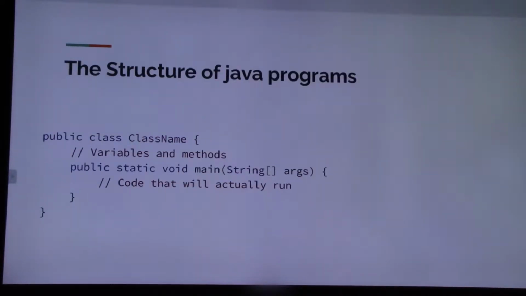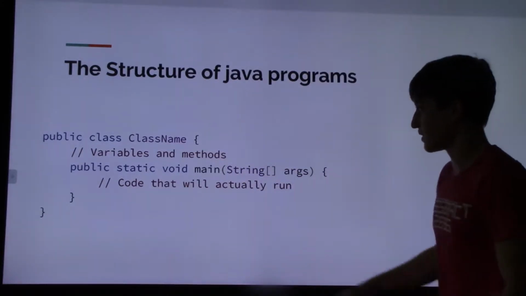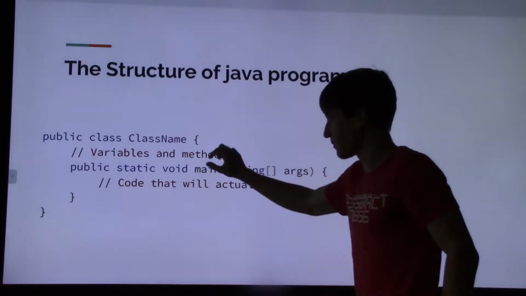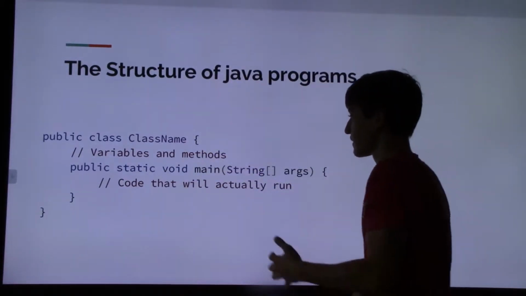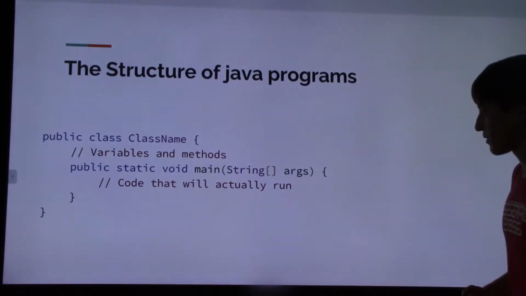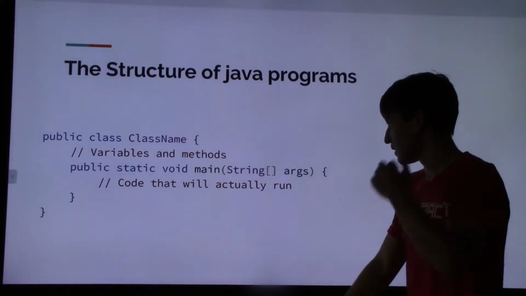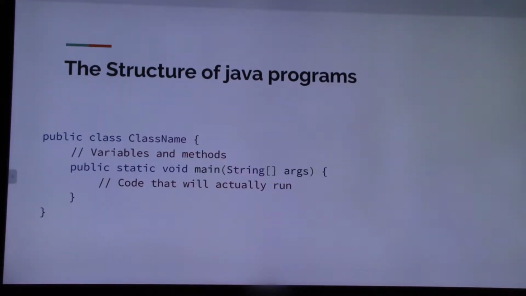And then we'll go here and talk about the structure of Java programs. You've got your public class, which is like the whole file in curly braces. And then you've got your variables and methods, which I have a comment that's describing what would be there between this and this public static void main. And then what is public static void main? Well, that is the code that will actually run. This is what Java starts. And we'll talk about what main actually is later, but it's actually a type of function.